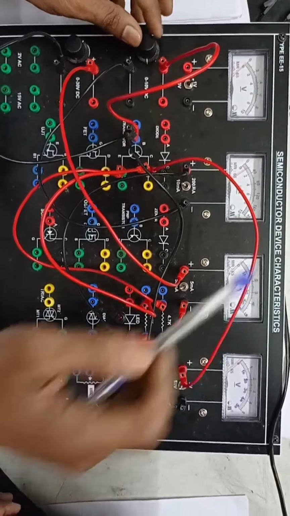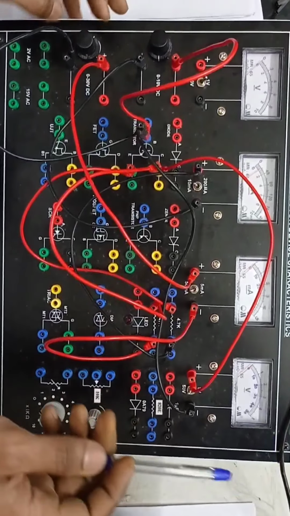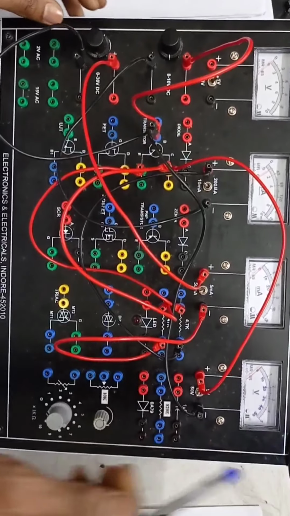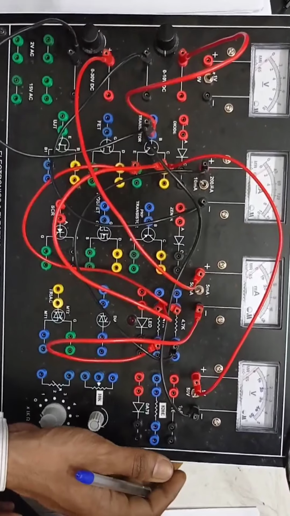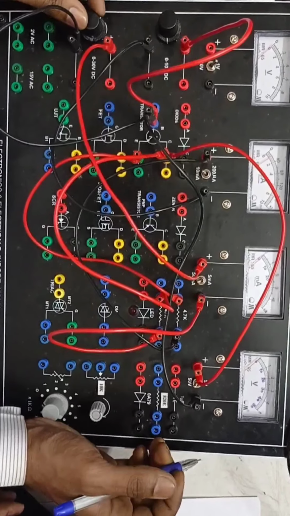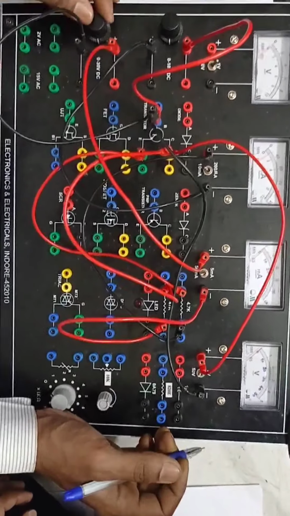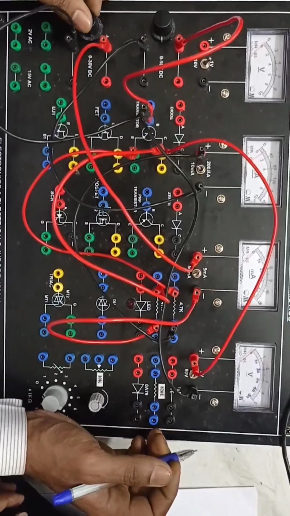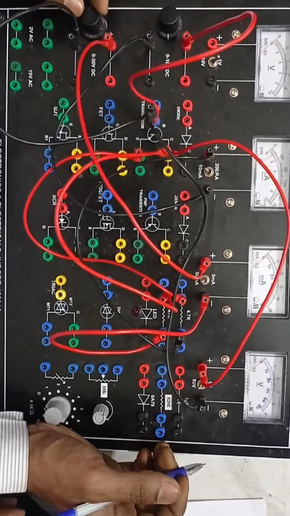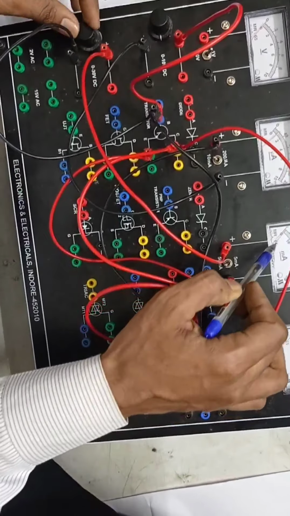So the input current is constant at 1 milliampere. When the input current is constant, we will draw the output characteristic. This is the output current and output voltage. We will go on increasing the voltage and draw the characteristic. When we increase the voltage across the output, there is a small change in current.